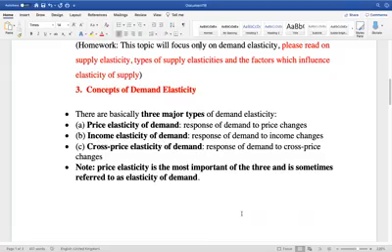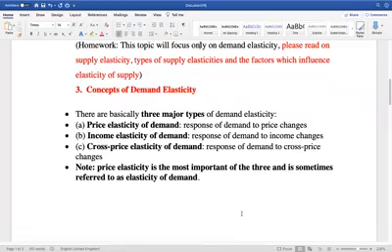Price elasticity looks at the change in the demand following the price of that same commodity changing, while cross price elasticity looks at the change in the demand of a certain commodity following a change in the price of another commodity. So it's cross price elasticity. The price changing is not the price of the commodity you're looking at in terms of the demand change.